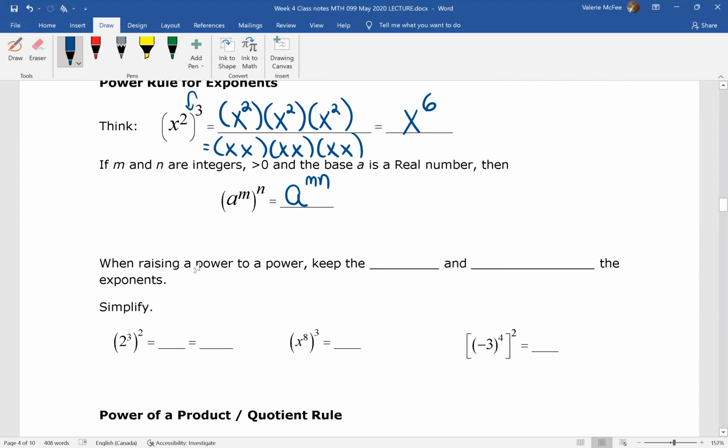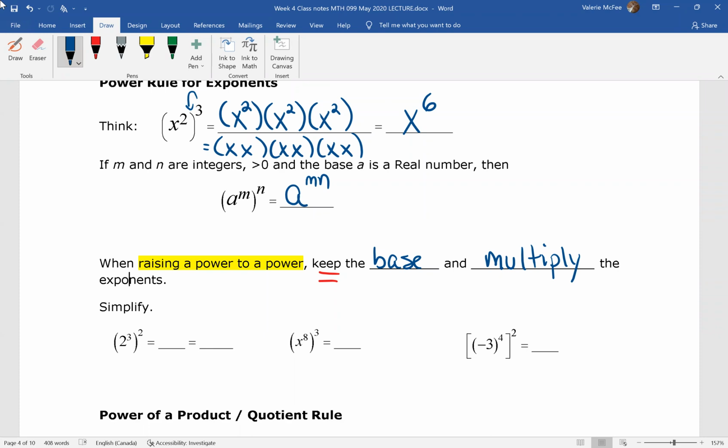So whenever we're raising a power to a power, again, we're going to keep the base. But this time, we're going to multiply the exponents. Now, don't confuse that with what we just did. When we're multiplying powers, we added the exponents. Now we're raising a power to a power, and we multiply the exponents.